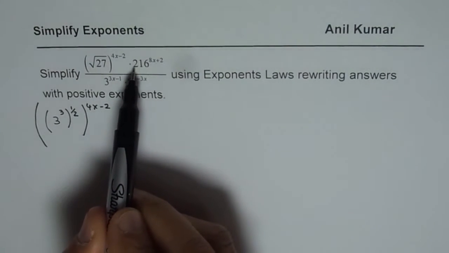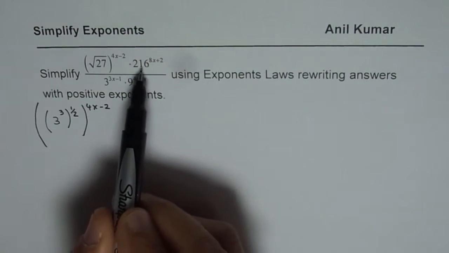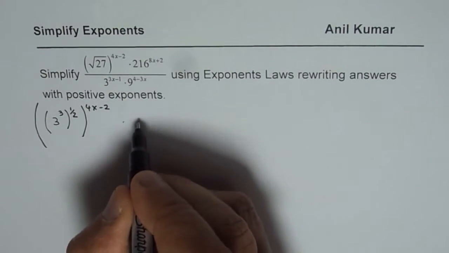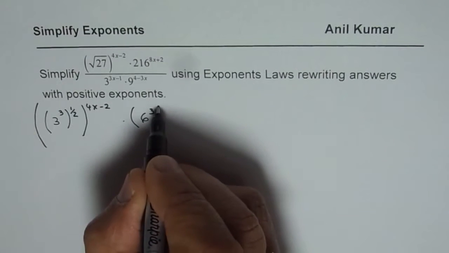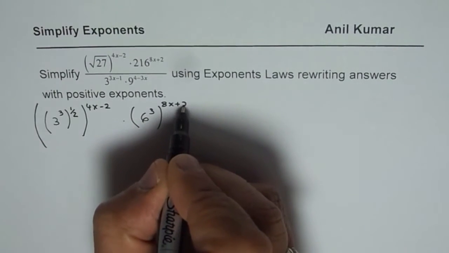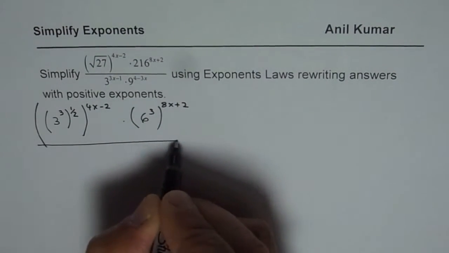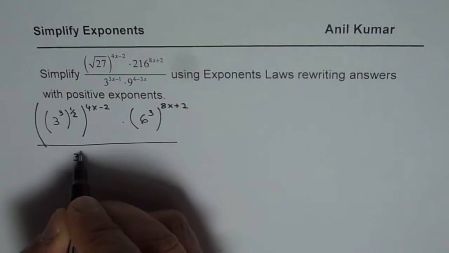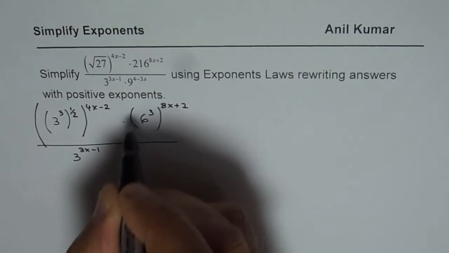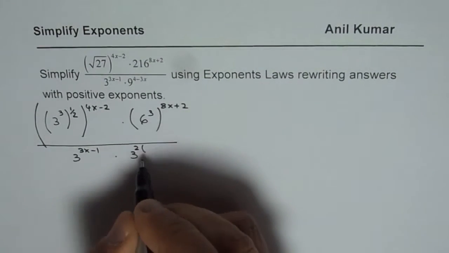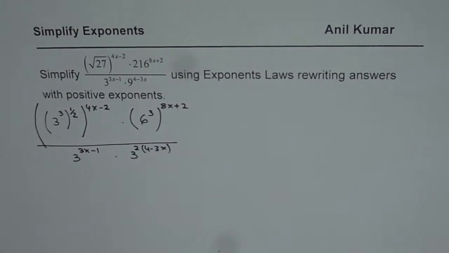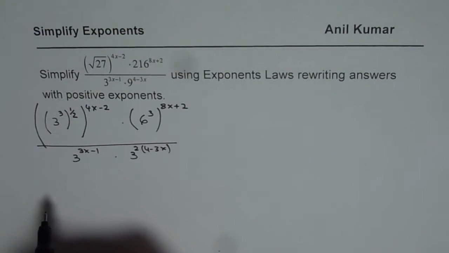And now let's look at 216 to the power of 8x plus 2. Well, 216 could be written as 6 cube, right? So instead of 216, I'm writing 6 cube, and I have it to the power of 8x plus 2, all divided by 3 to the power of 3x minus 1. And 9 is 3 squared, so we'll write 3 to the power of 2, and then multiply that with 4 minus 3x. So in a way, we could write this function with rational exponents, like this.